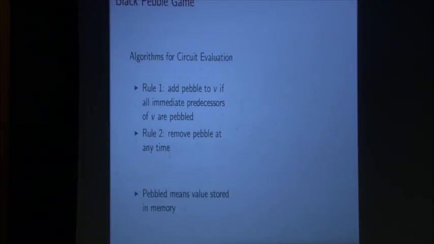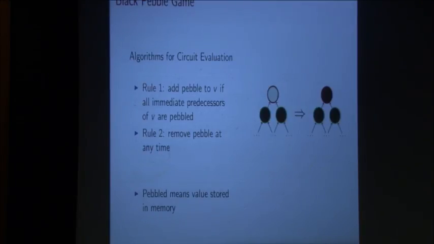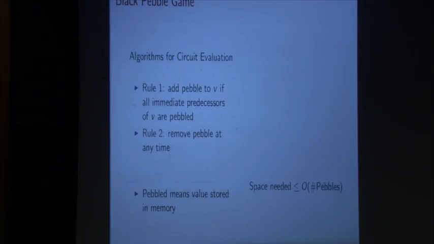And if you interpret a node as pebbled to mean that the value of the gate is remembered in memory, then the first rule means that if you want to compute the value at a certain gate, and you remember the values of the gates that feed into the gate, then you can compute the value of that gate. And the second rule means that at any time you can forget the value computed.